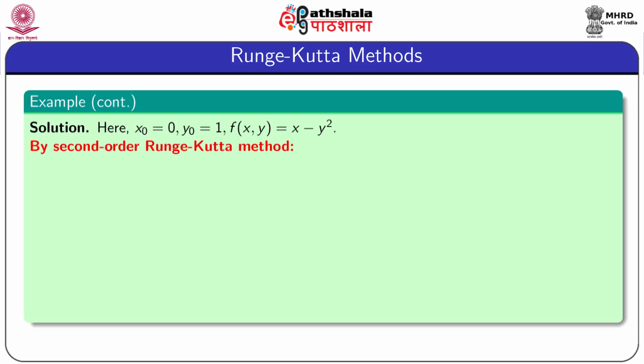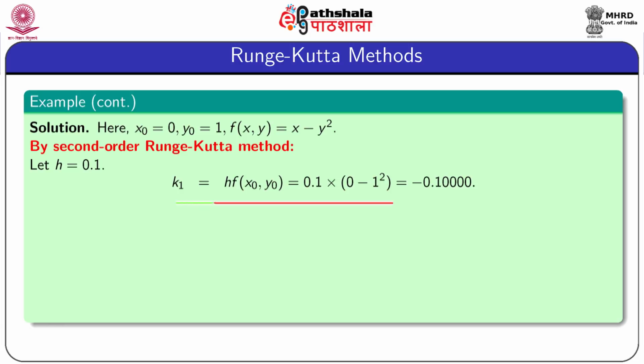Now, we consider second order Runge-Kutta method to solve this equation. For this method we consider h equal to 0.1, then k1 equal to h into f of x0 comma y0, which is equal to minus 0.1, k2 equal to h into f of x0 plus h comma y0 plus k1. After simplification it is equal to minus 0.07100.